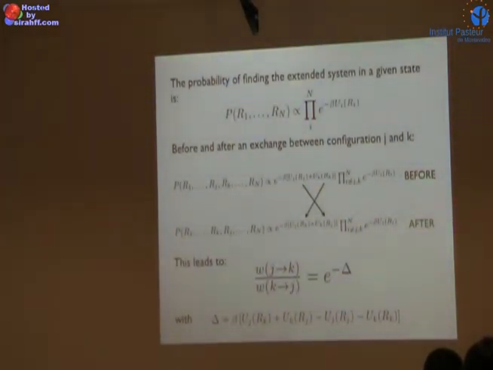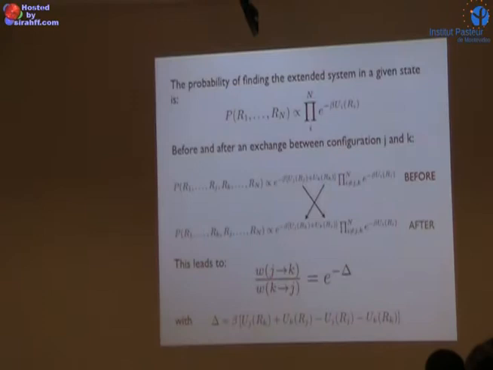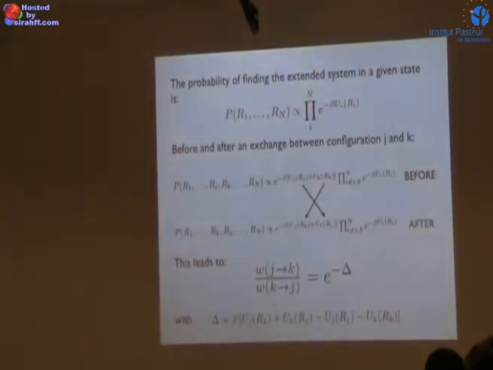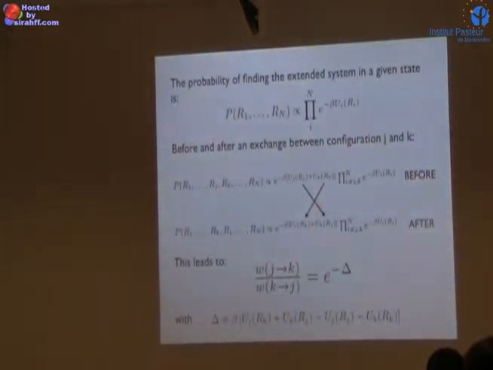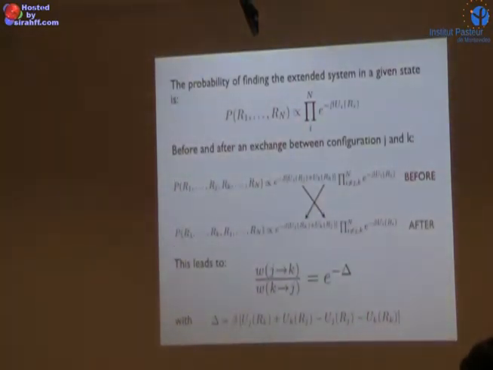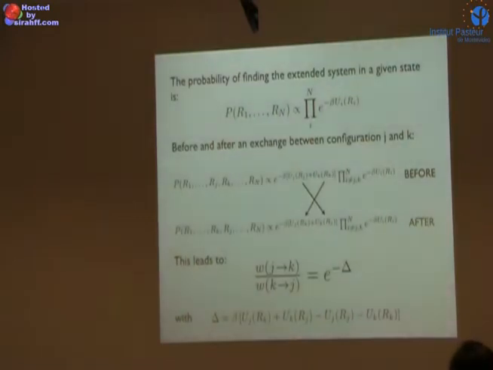The replicas are independent, so the probability of the extended state is just the product of the probabilities of a single state. I'm sampling at constant temperature, so they are distributed according to the Boltzmann weight. So the probability of the extended state is just the product of these. I'm doing the exchange between J and K, so I'm just writing this to make clear where J and K are in this product, but this is pretty easy. And then the probability after making the exchange: you just swap the configurations K and J. So this is pretty clear.